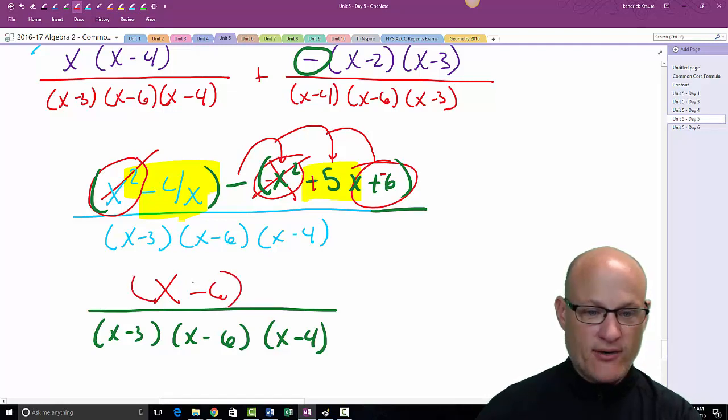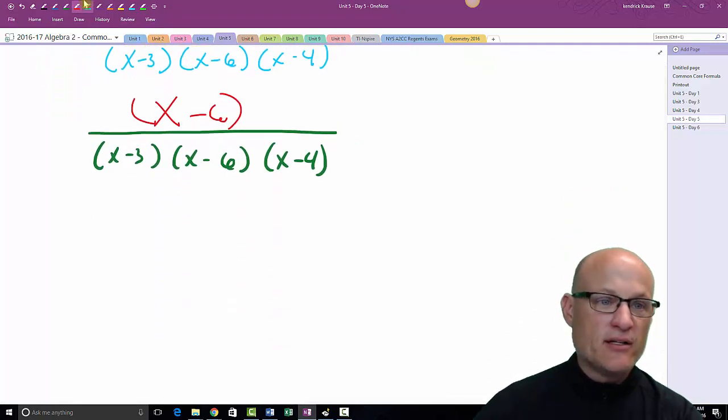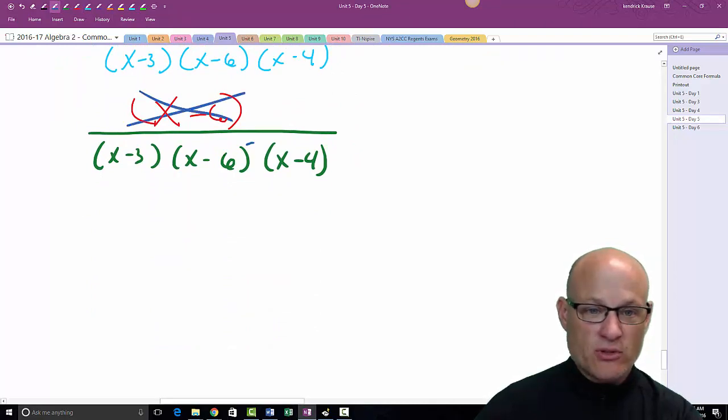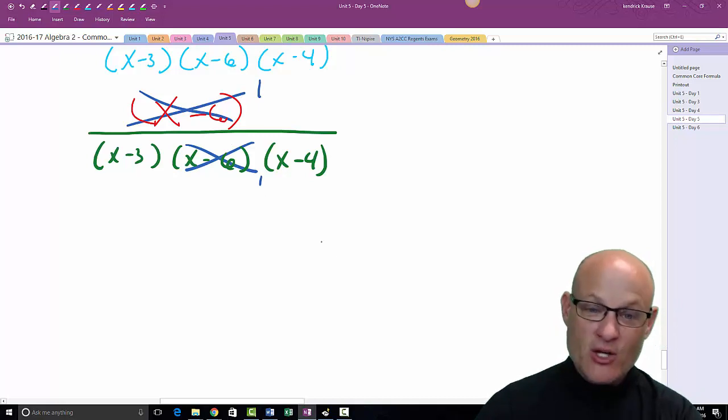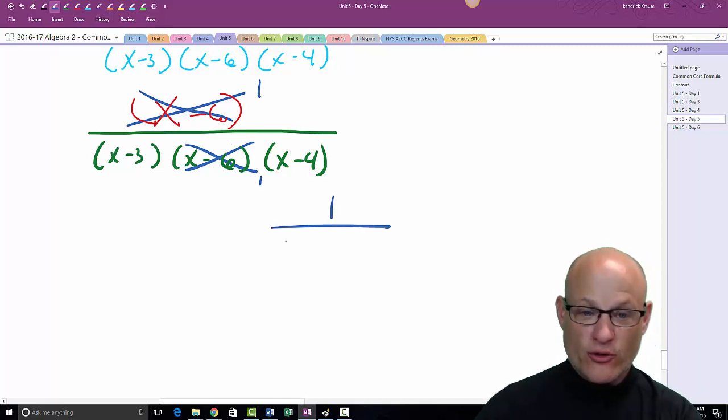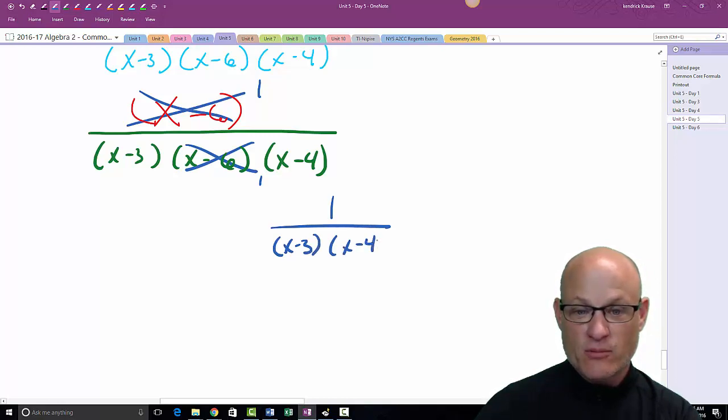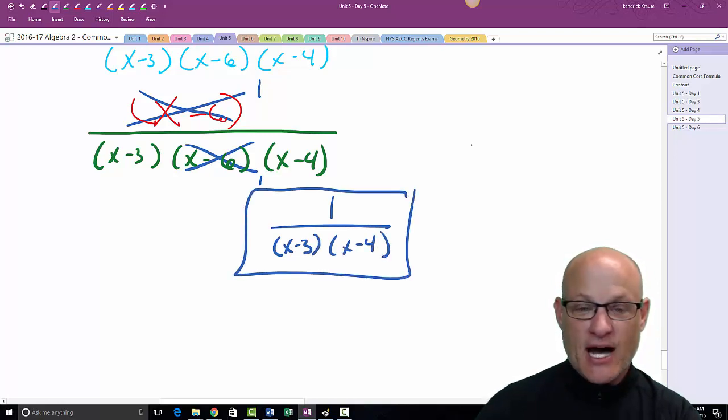Well, wait a second now. I'm not done yet then. Wait a second. Then doesn't this x minus 6 cancel with this x minus 6? Now just be careful. Remember, x minus 6 goes into itself once. x minus 6 goes into itself once. So I end up with 1 over x minus 3 times x minus 4. Be careful.